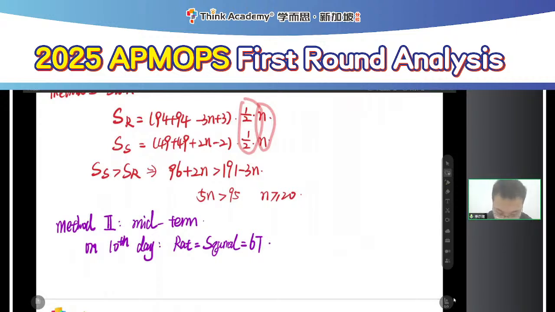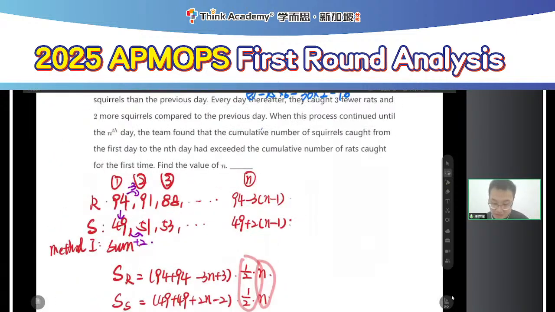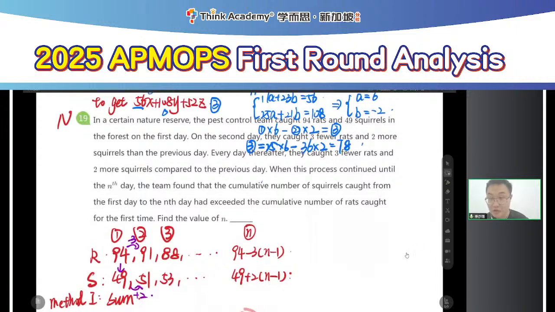So we name this as A10, maybe the rat 10 and then the squirrel 10, right? So on the 10th day, they're equal. And then if we use this 10th day, we have 51 at first. Are you sure it's 51 at first?